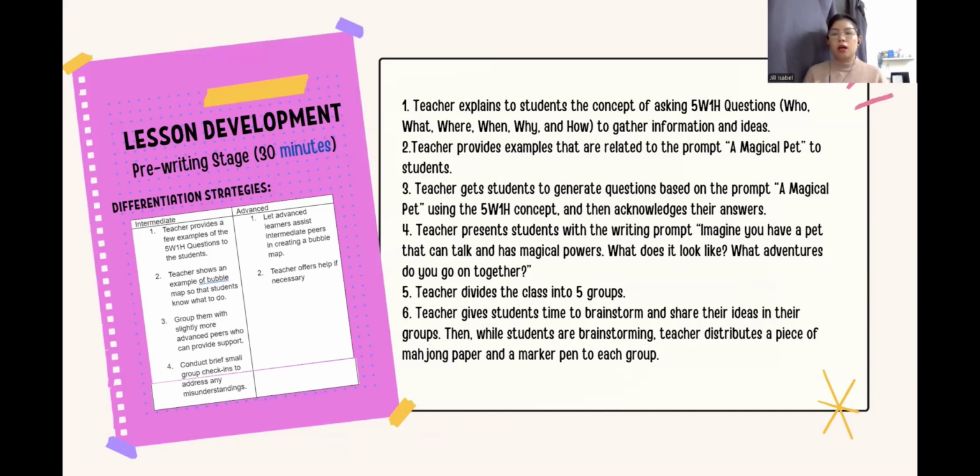An example is maybe a unicorn that can grant wishes and heal people, or maybe a dragon that could breathe fire and fly. After that, the teacher will get students to generate questions based on the prompt, a magical pet, using the 5W1H concept. And then if the students answer, the teacher will acknowledge the answers.